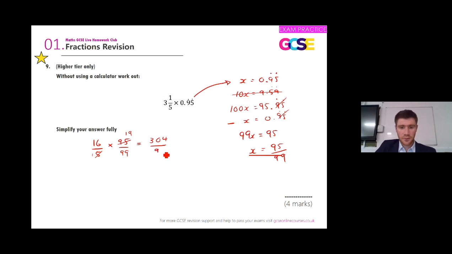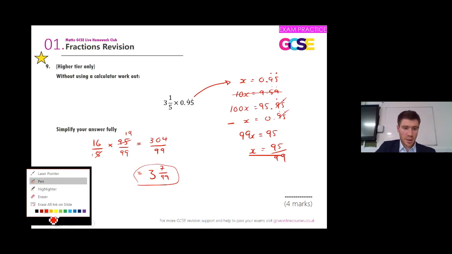Now you might need to do some side bits to work out the multiplication. That's fine if you do. And that is actually simplified, but we can also write it as a mixed fraction if we need to. 99 times 3 is 297 because of 100 times 3. And then we need 7 more. 7's a prime number. It doesn't go into 99. We can't simplify. That's our answer. Okay, that's a tough one, and that's just for higher.